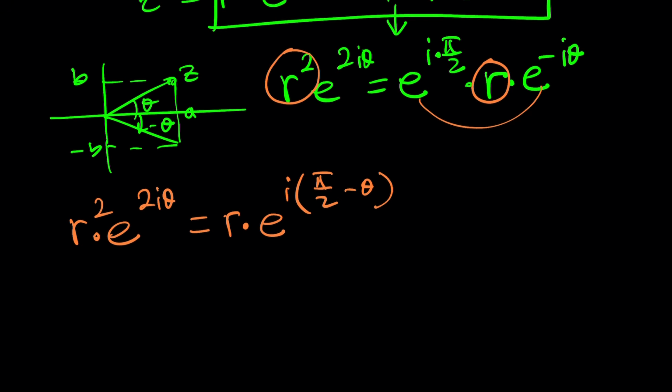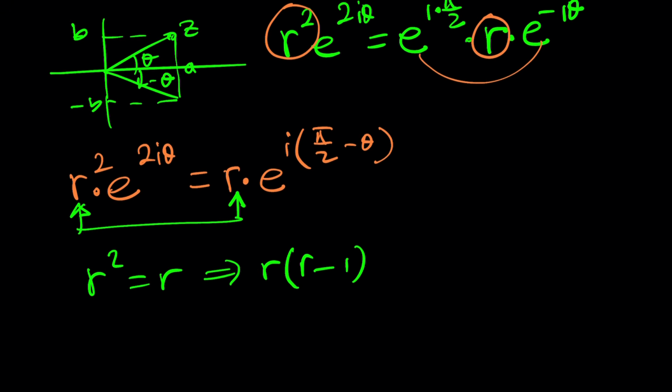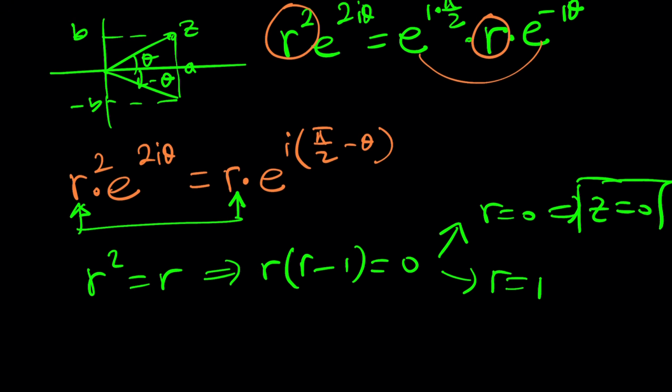All righty? Now, from here we get two things. Either r is 0 or r is not 0. Why? Because if you compare the moduli, or the absolute values, you get r squared equals r, which implies r times (r minus 1) equals 0, which means r is 0 or r is 1. If r is 0, z is 0, that's the only number, and obviously z equals 0 is a solution because 0 squared equals 0. Right? That works. But we're not looking for trivial solutions.